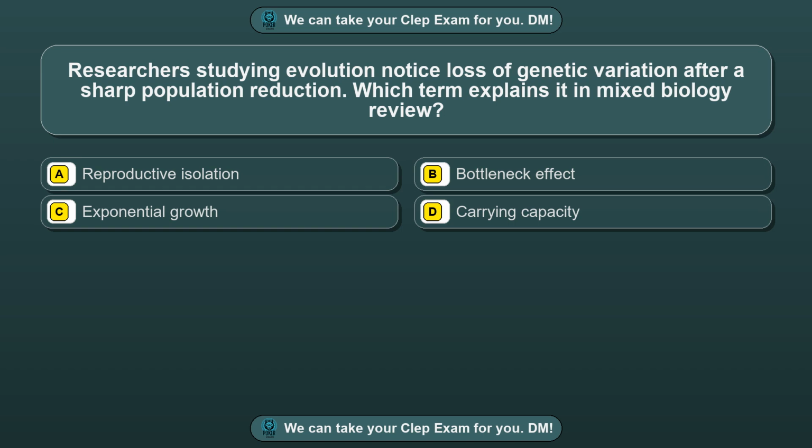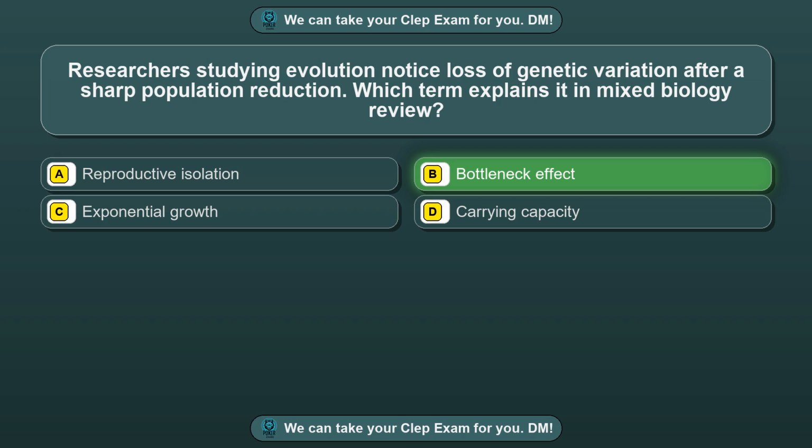Question 1. Researchers studying evolution notice loss of genetic variation after a sharp population reduction. Which term explains it in mixed biology review? Option A. Reproductive isolation. Option B. Bottleneck effect. Option C. Exponential growth. Option D. Carrying capacity. The correct answer is option B.